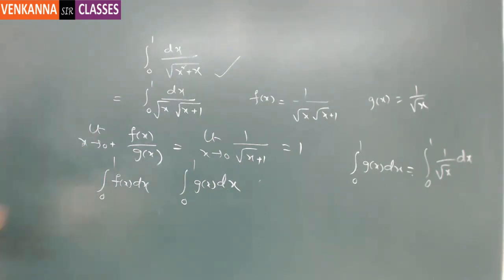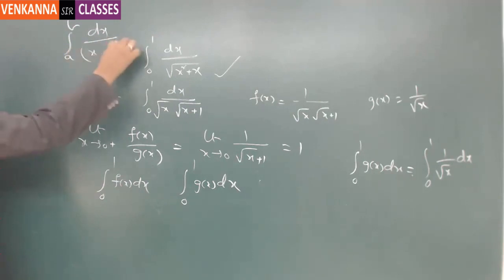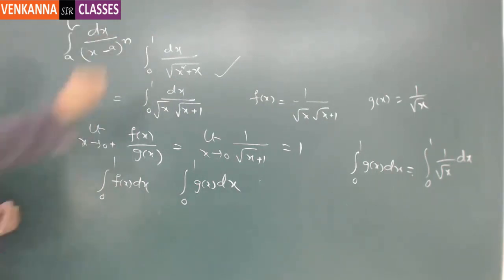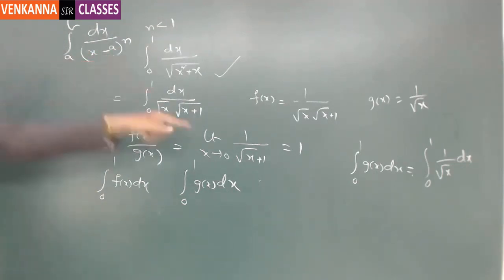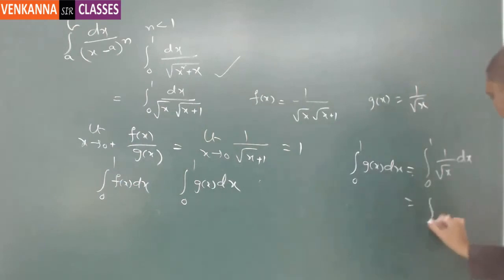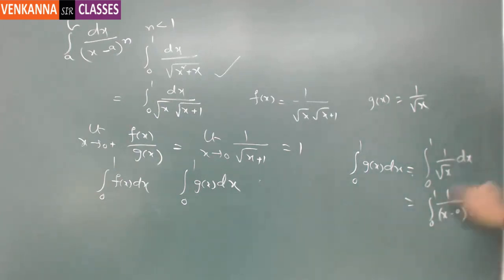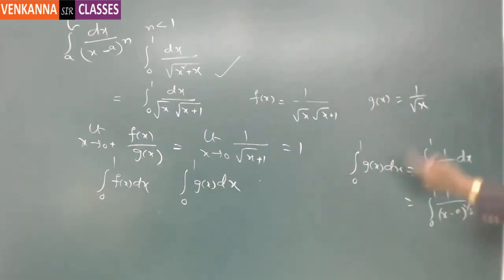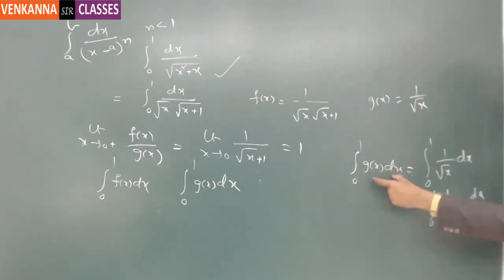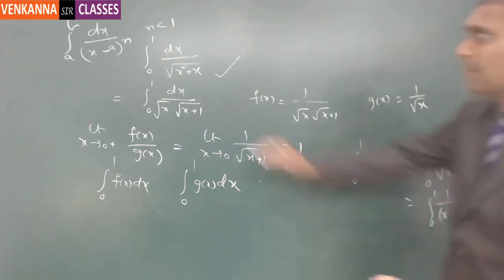Because earlier I have given the comparison, useful comparison integrals: integral dx by (x minus a) whole power n is convergent when n is less than 1, where a is the point of discontinuity. So this is nothing but integral 0 to 1 dx by (x minus 0) whole power 1 by 2, and here 0 is the point of discontinuity. So you can assume that integral here. So always integral a to b g of x dx will be compared with this type of notation.